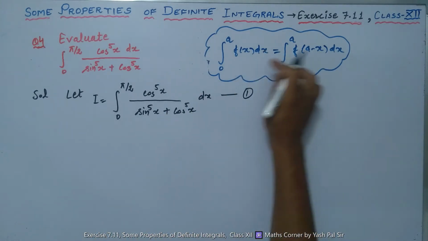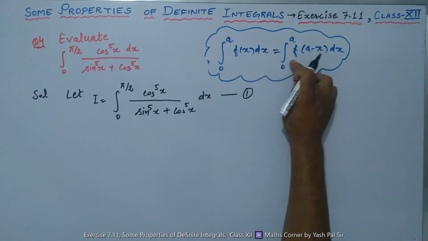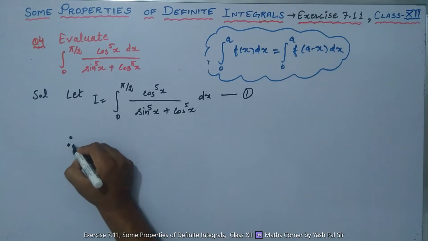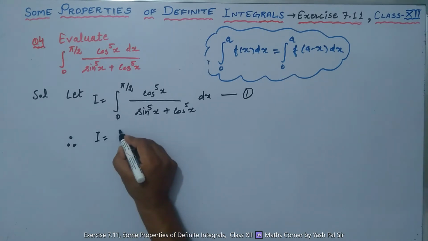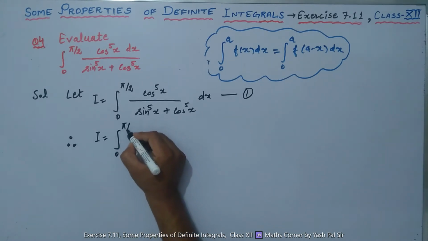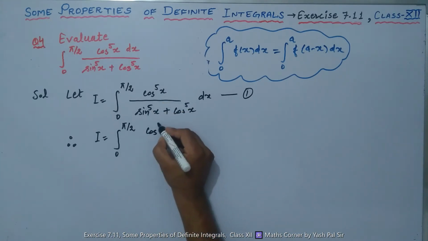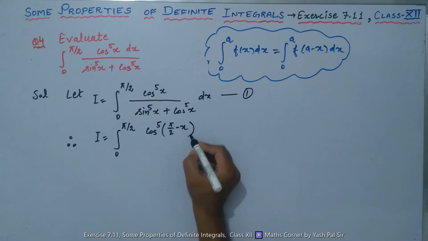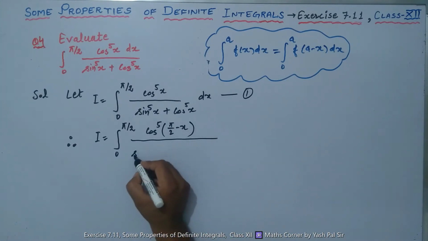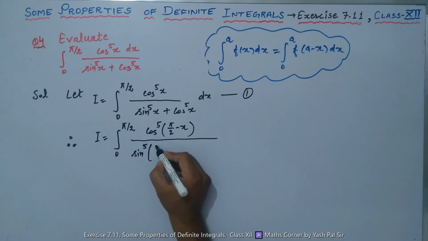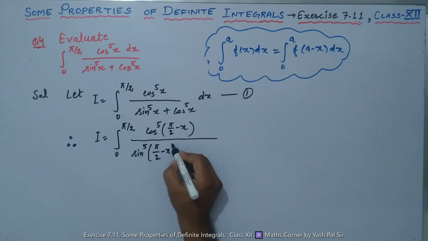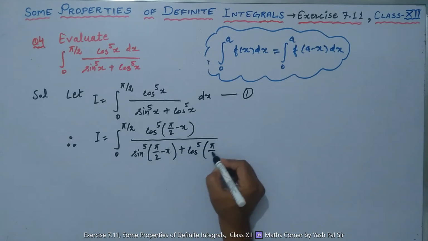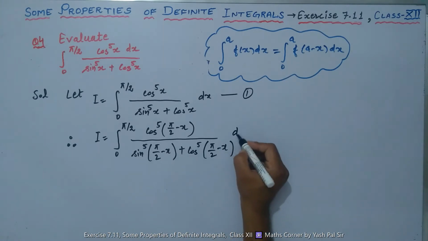Again we apply this property 0 to a f of x dx is equal to 0 to a f of a minus x into dx. So this I becomes 0 to pi by 2 cos raised to power 5 of (pi by 2 minus x) whole divide sin raised to power 5 of (pi by 2 minus x) plus cos raised to power 5 of (pi by 2 minus x) into dx.